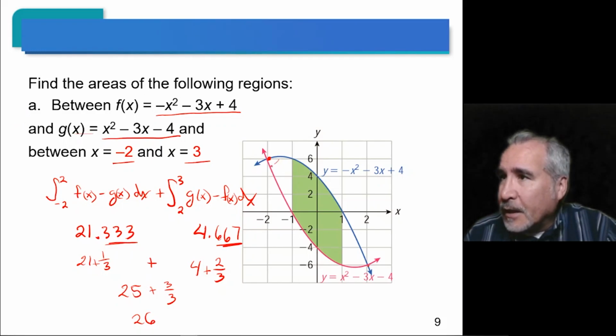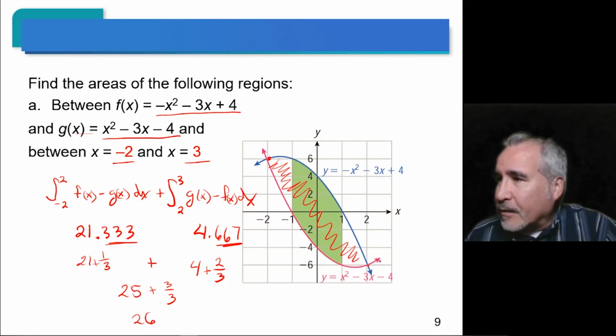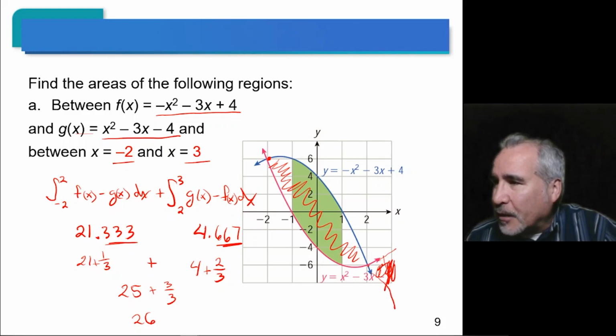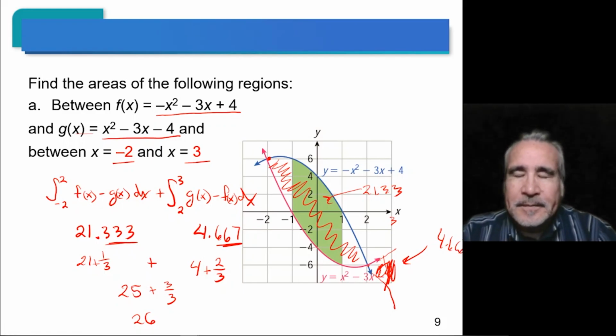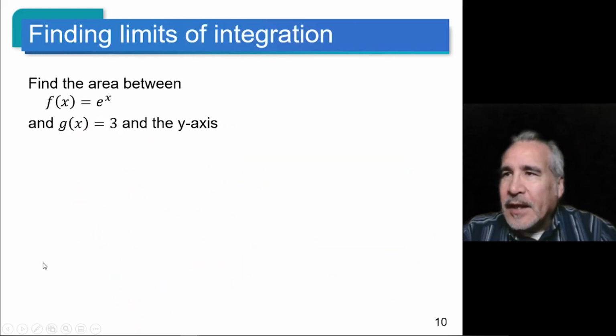Here we go. So we're getting all of this, and then this shoots up like this. This went down like this. So we actually got the area between this area up to 3. And so, this was the 21.33, and this ended up being 4.667. We add those together, and that's the area between the curve. Okay. So let's keep moving forward, and we'll see this one.